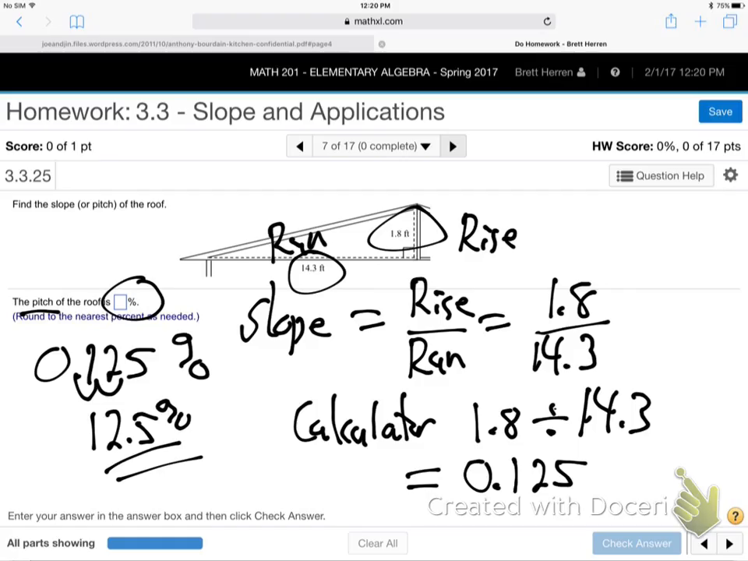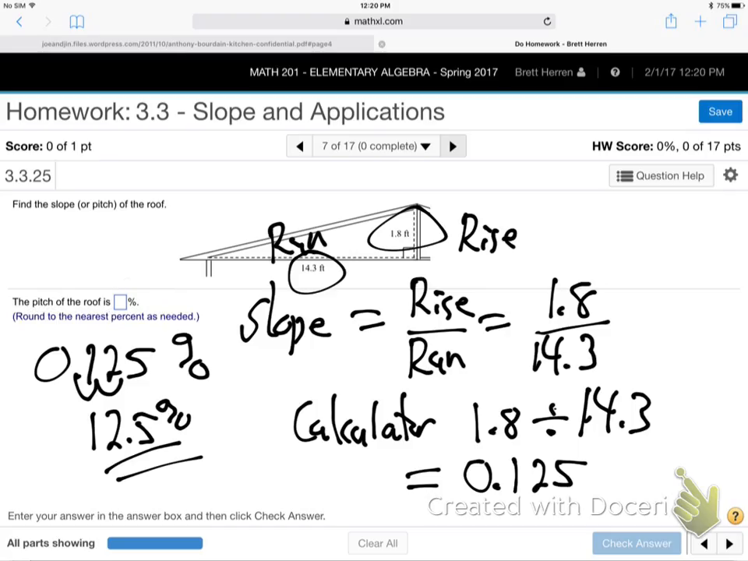So slope is rise over run. I just did the rise number over the run number. Divided on my calculator, 0.125. And then I changed it to percentage, which moves it 2 to the right. 12.5%. Now, last thing, there is one thing I need to do.